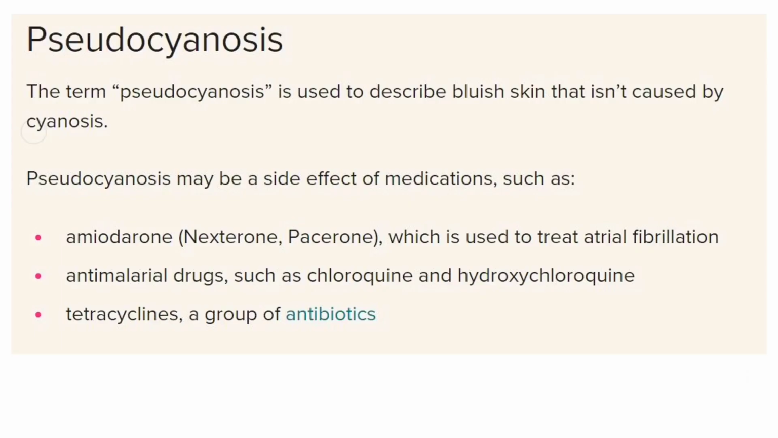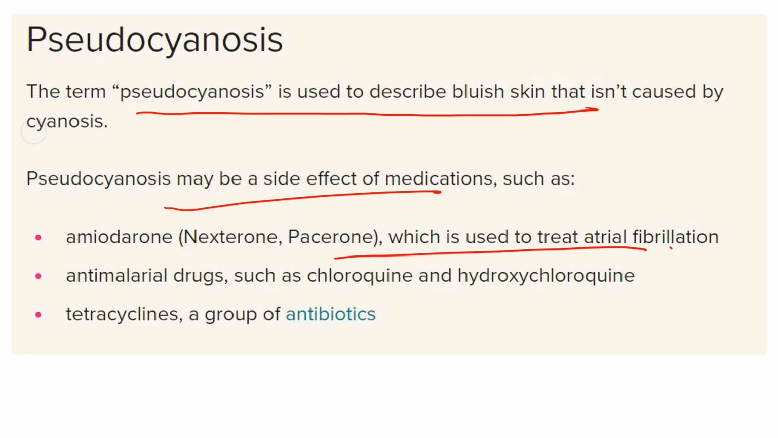Now a word about pseudocyanosis. Pseudocyanosis is used to describe bluish skin that is not caused by the factors mentioned above in cyanosis. Pseudocyanosis may be due to the side effect of medications such as amiodarone, that is Nexterone and Pacerone, which is used to treat atrial fibrillation, antimalarial drugs such as chloroquine and hydroxychloroquine, and the tetracycline group of antibiotics.